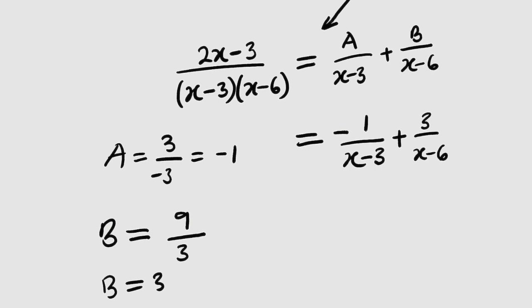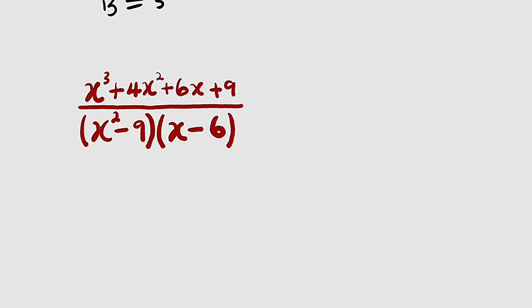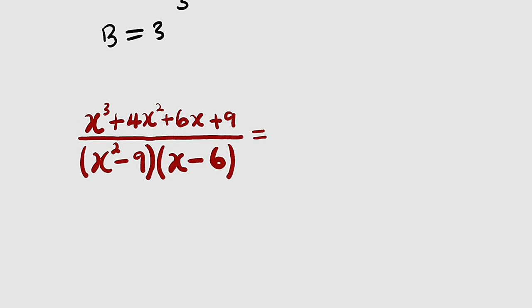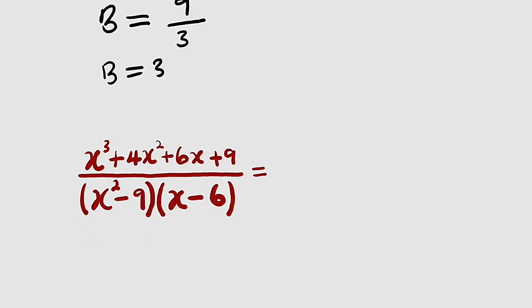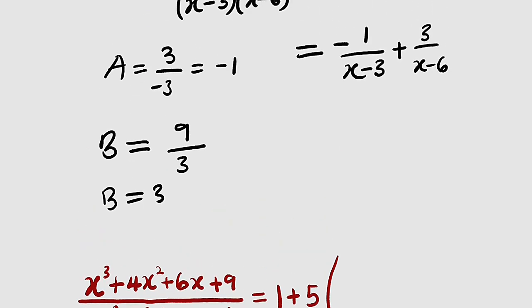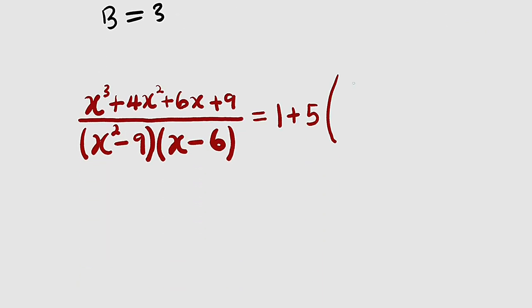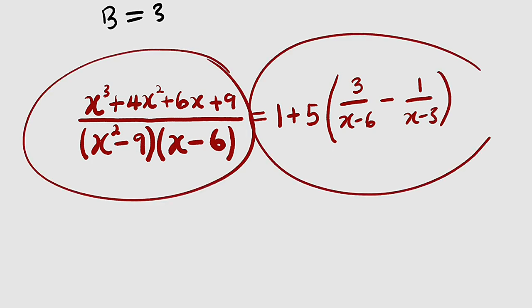So now let's just bring everything back. This is what we have. This will be equal to, remember from here, we have 1 plus 5 times the whole of this. So we have 1 plus 5 multiplied by what? Our partial fraction, which is, I can write this one first, 3 divided by x minus 6, then minus 1 divided by x minus 3. So this is the same thing as this one.